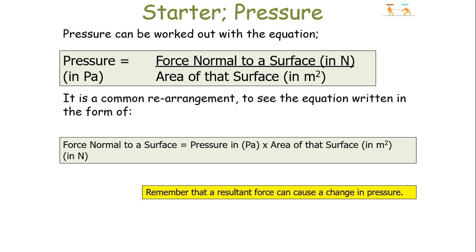Remember, a resultant force can cause a change in pressure. So actually we can write it as the following. Resultant force is equal to change in pressure in pascals times the area of the surface in meters squared. That will be important for later on in this particular lesson.